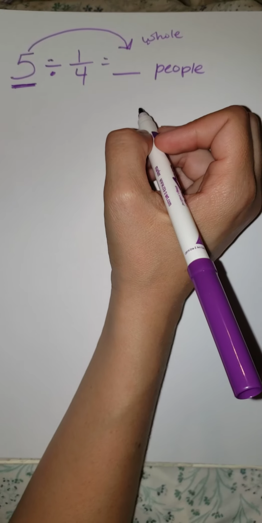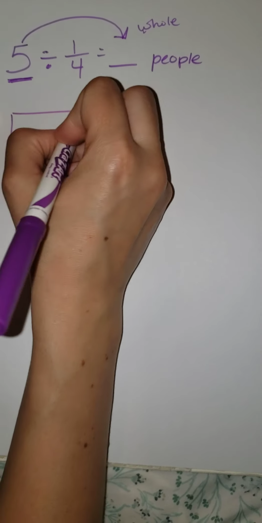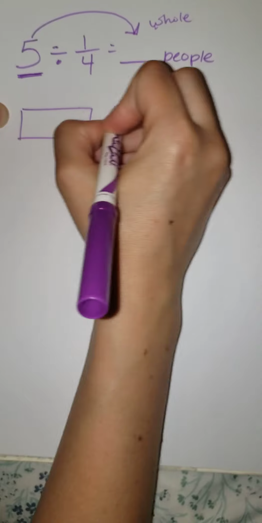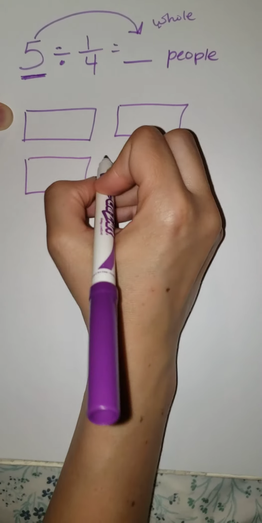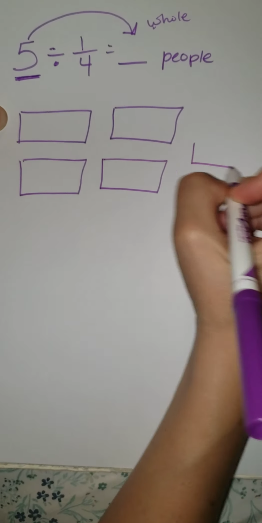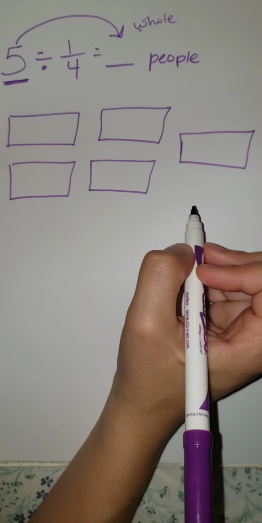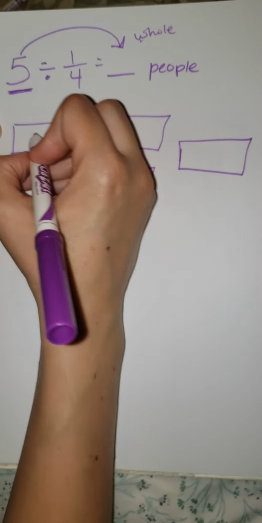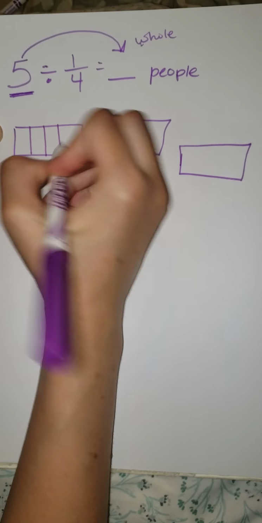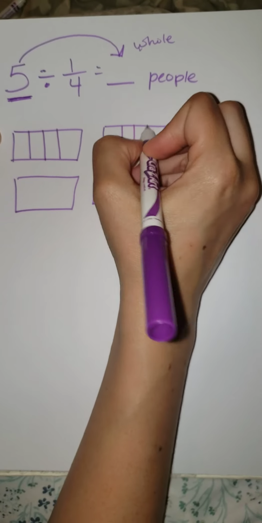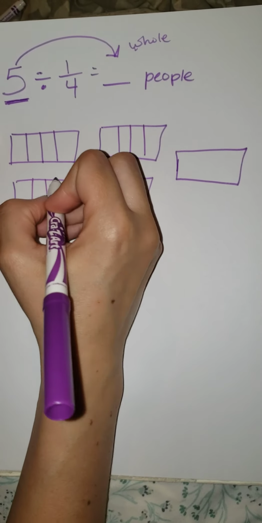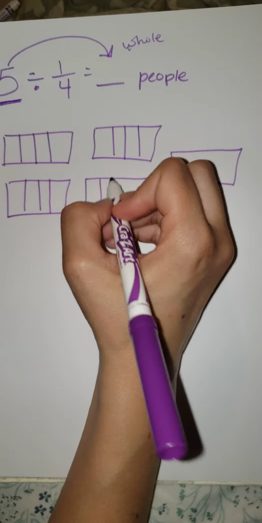So when I'm looking at this problem, if I have 5 cakes, 2, 3, 4, and 5. I have 5 cakes. If I'm going to make sure that each person gets 1/4, I'm going to partition each of these into fourths. So I'm drawing those 3 lines to give me 4 equal pieces.